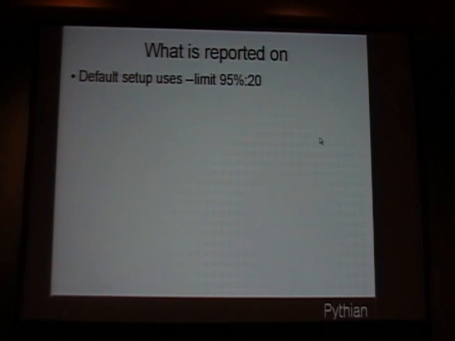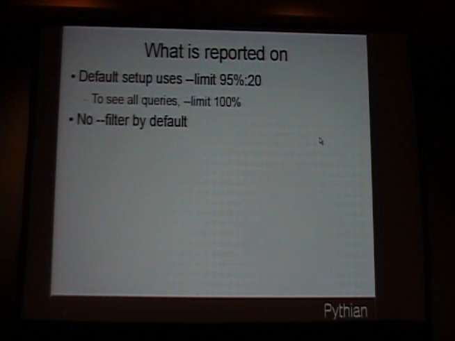And you can change that. You can change what makes it worse, whether it's count or time or lock time. There's a whole lot of things that you can specify. So to see all queries, you can do --limit 100%, which is how I ran these. There's no --filter by default, so this is how you can filter on other things, not just give me the top X% or top X queries.